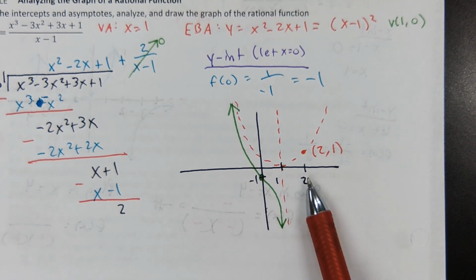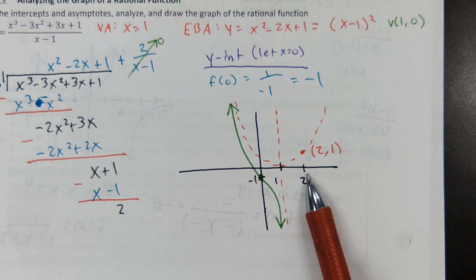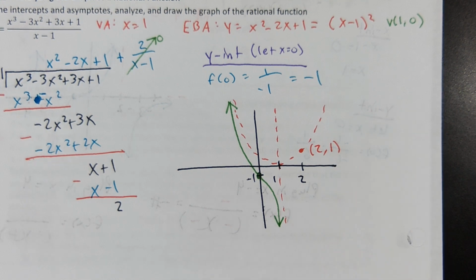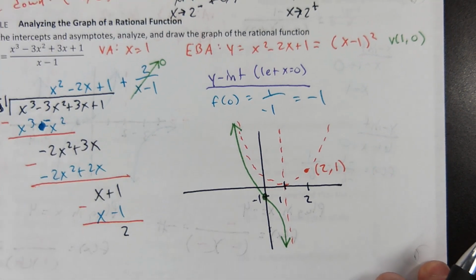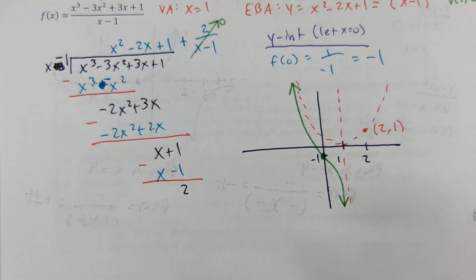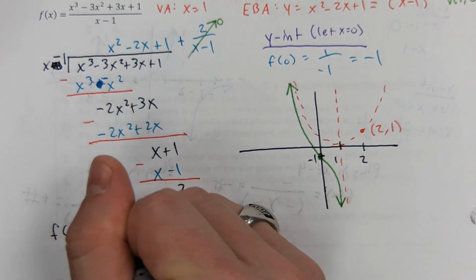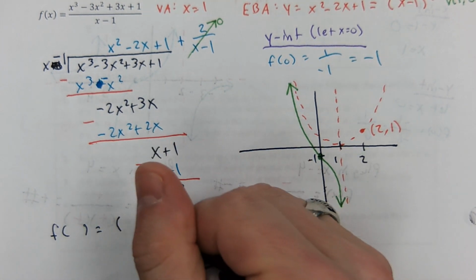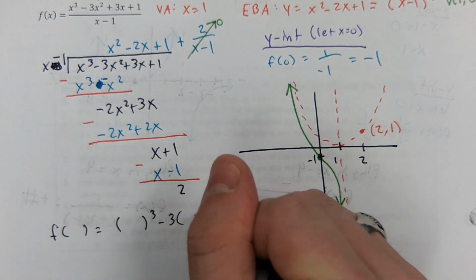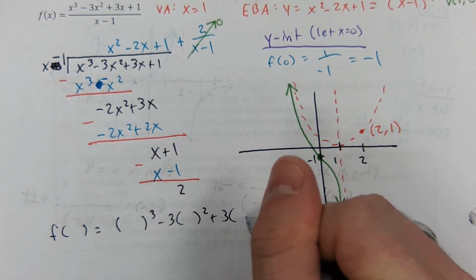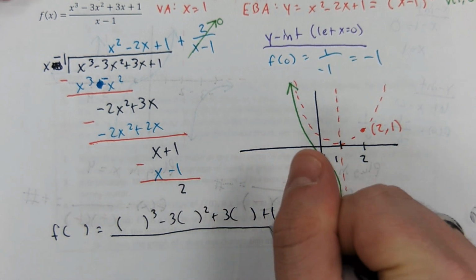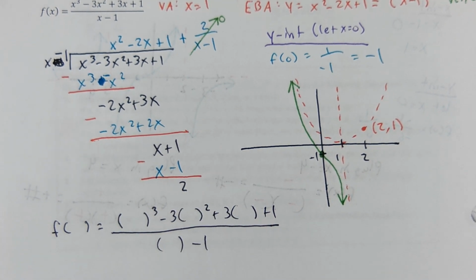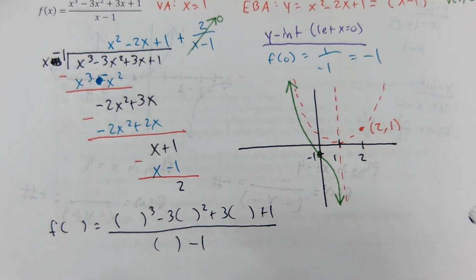I'm going to find the actual y value of my graph at x equals 2. And all I care about is whether it's above y equals 1 or below y equals 1. Let's find out. F of 2, above the curved asymptote or below the curved asymptote. So I have to do 2 cubed minus 3 times 2 squared plus 3 times 2 plus 1 over 2 minus 1. Good news, everyone. When you plug in x equals 2, the denominator is just 1.